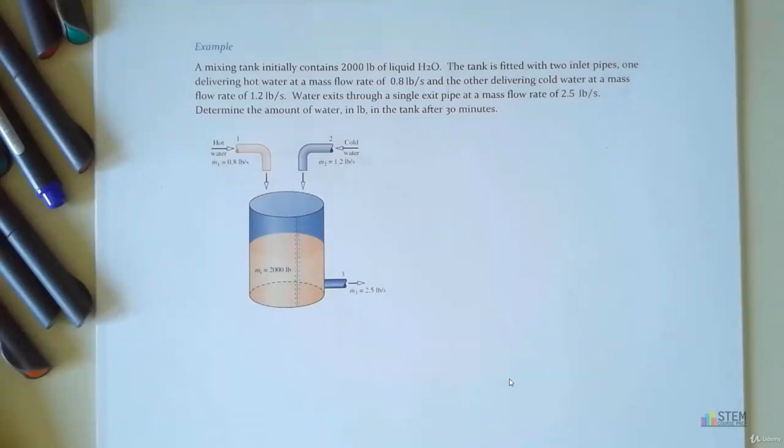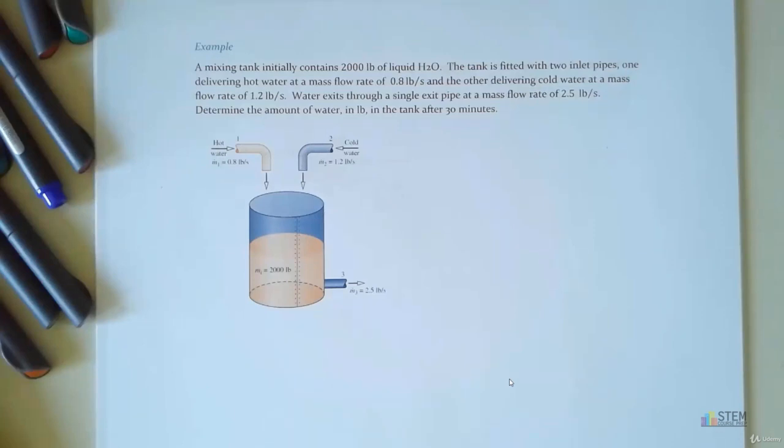And this one we have a mixing tank. Initially it contains 2,000 pounds of liquid water. The tank is going to be fitted with two inlet pipes. One's delivering hot water with a mass flow rate of 0.8 pounds per second, and the other is delivering cold water at a mass flow rate of 1.2 pounds per second. Water is going to exit through the single exit pipe at a mass flow rate of 2.5 pounds per second. We need to determine the amount of water in pounds in the tank after 30 minutes.